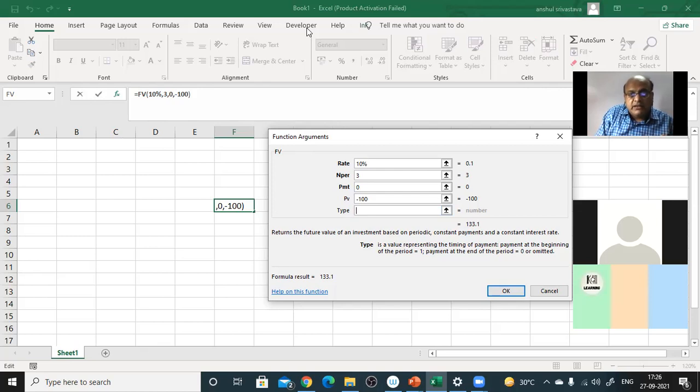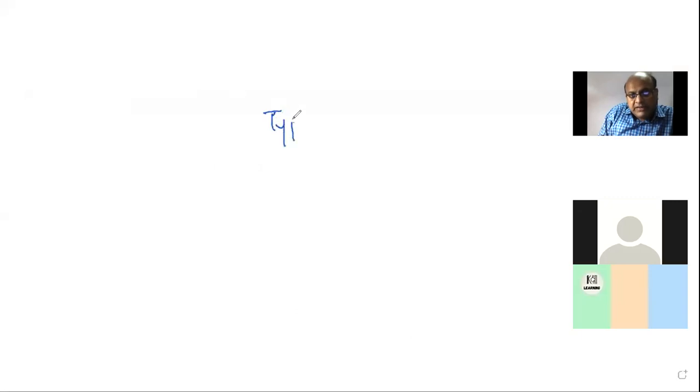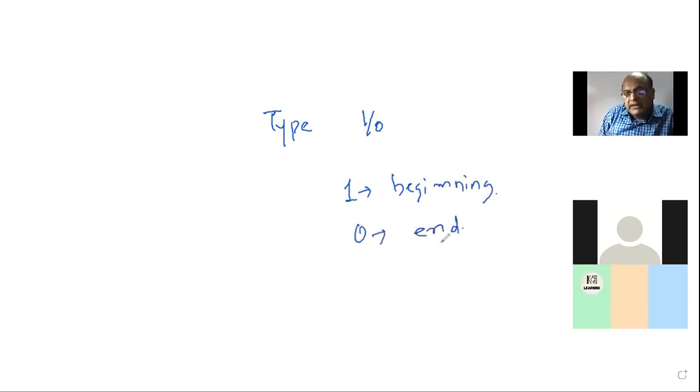Let me write it, you can note this down. This I have not written separately. Type takes only two values, 1 and 0. 1 is when the payment is made at the beginning. That means if the payment is made immediately, then type 1, and type 0 when the payment is made at the end.